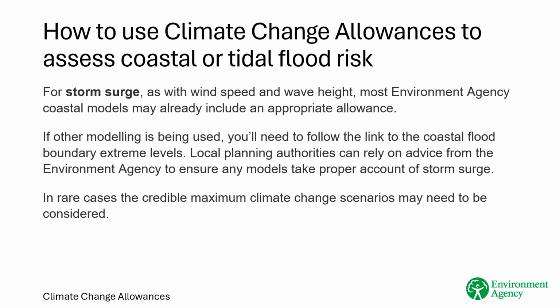Consideration also needs to be given to storm surge. So similar to wind speed and wave height, most Environment Agency coastal models already include an appropriate allowance for storm surge, but this needs to be checked. If other modelling is being used, you'll need to follow the link to the coastal flood boundary extreme levels. As we expect such instances to be more complex, we would suggest local planning authorities contact the Environment Agency to seek advice to ensure that any models take proper account of storm surge.